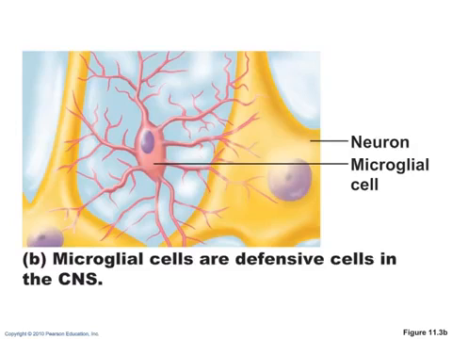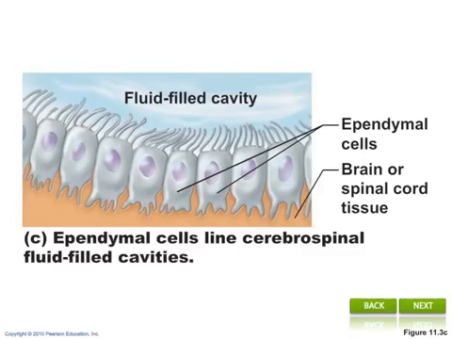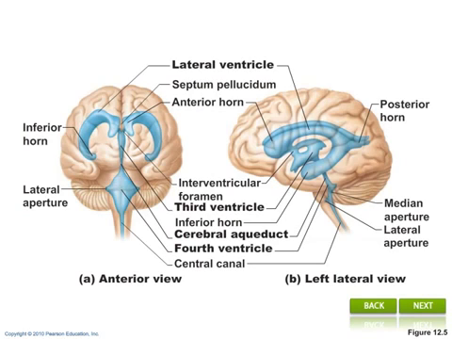So they're akin to your immune system cells, but they're not derived from immune system cells per se. Ependymal cells are going to line the central cavities of the ventricular system that we'll talk about in later lectures. And the ependymal cells are important for the production of cerebrospinal fluid, or CSF, a very important part of the nervous system.